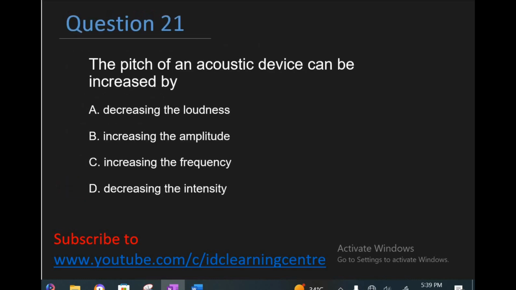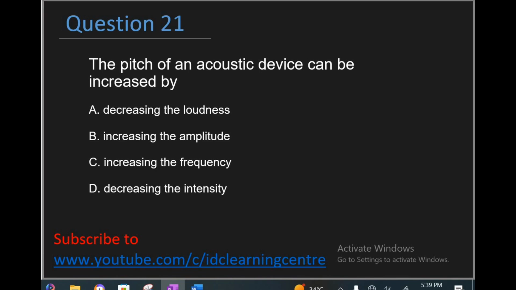The pitch of an acoustic device can be increased by: A. Decreasing the loudness. B. Increasing the amplitude. C. Increasing the frequency. D. Decreasing the intensity. The pitch of an acoustic device can be increased by simply increasing the frequency.